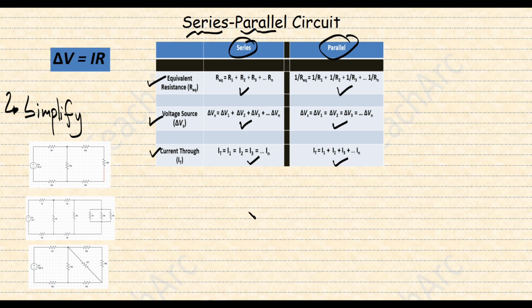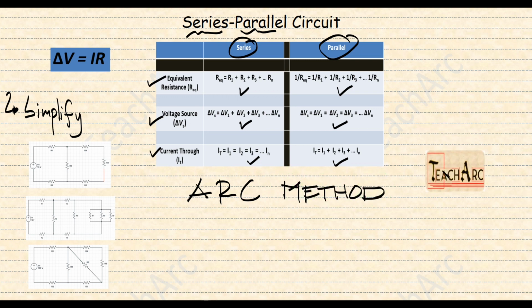Another way to simplify complex circuits is by using the arc method. Yep, that method is a made-up name because I have no idea how to call it. I name it that way because, well, that's me.